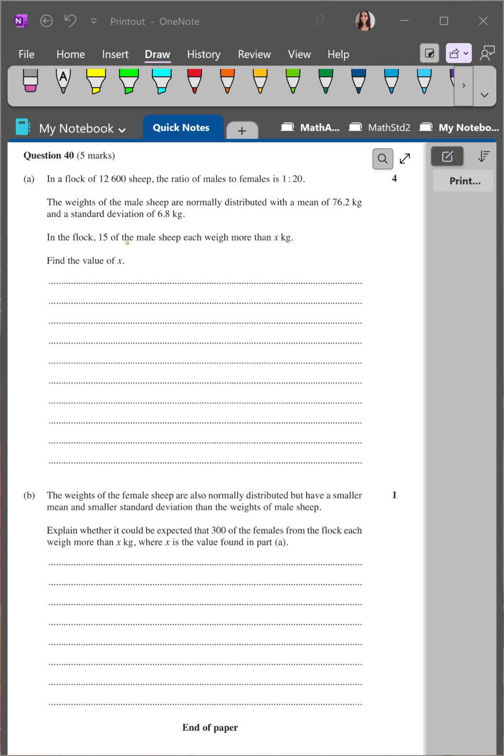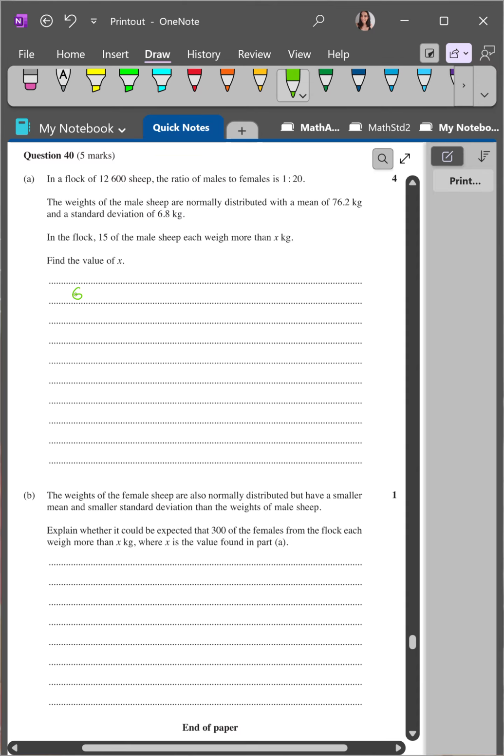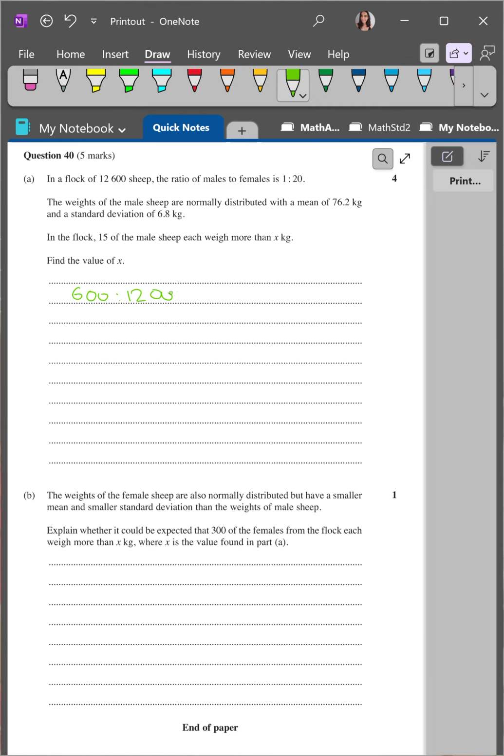So for me, I want to convert this total number of sheep into the ratio so I can see the balance of the sheep for males to females. So the ratio has 21 parts. So I'm going to divide 12,600 by 21. And when I do, it's 600. So that means there's 600 males because that's one part. And so the remainder is going to be 12,000. So this is the males to female ratio.